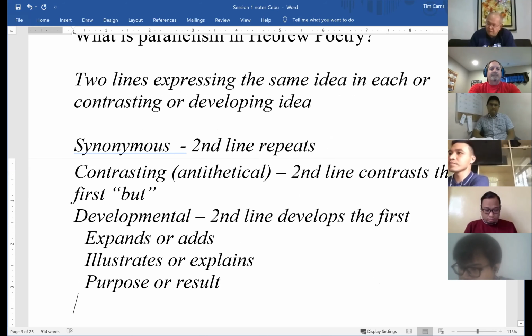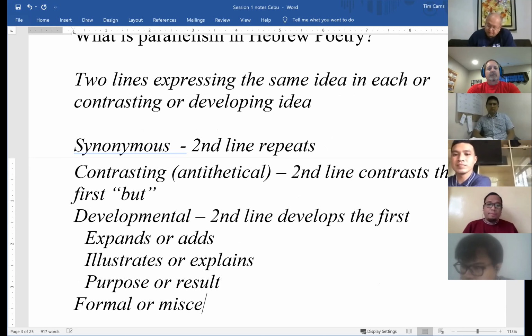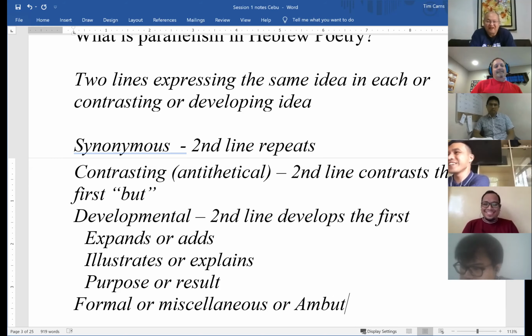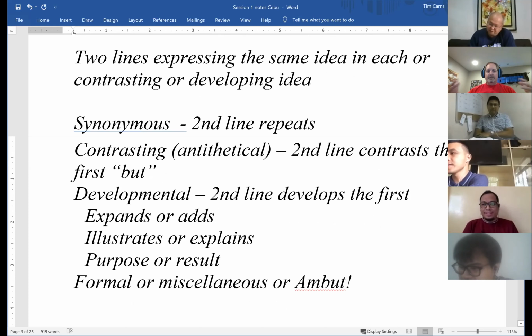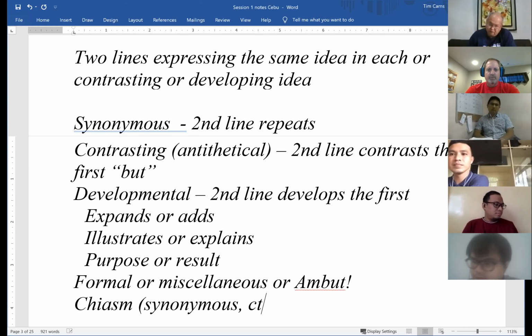Now, there's another type of parallelism that in the books, I think we called formal or miscellaneous, or those of you that speak Cebuano, we called it ambut. So sometimes we'll read a verse and we won't know. In Cebu, we just said ambut, that's unknown. But that's not typical. 95%+ of the verses we look at in scripture that have parallelism, we'll be able to identify it. And then a certain type of parallelism we called chiasm, which is usually synonymous, sometimes contrasting, and we'll talk more about that.